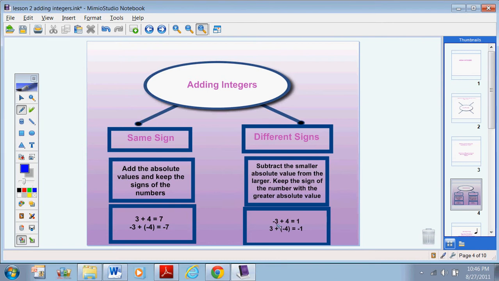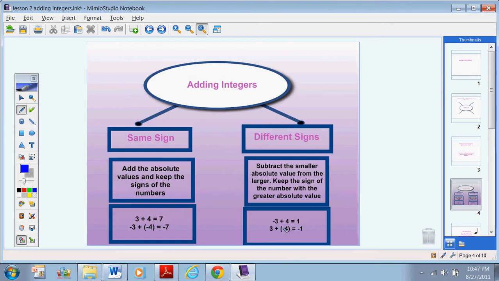Okay, so for example, we have -3 plus 4. 3 is negative, 4 is positive, different signs, so we subtract. 4 minus 3, we get 1. 4 has the bigger absolute value, so we keep 1 positive.